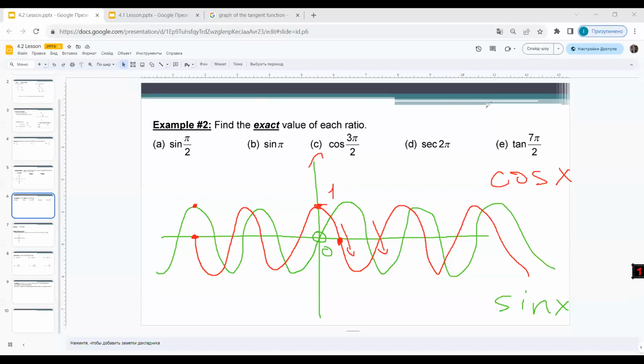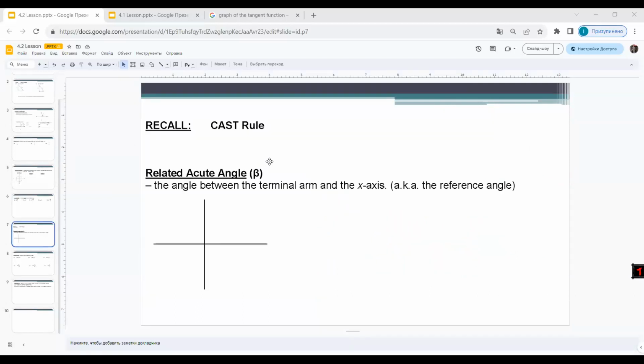Basically, if you take a look at the unit circle, so here's our unit circle. If you look at it, you've got to remember the CAST rule. And we're going to talk about it. I believe you've already looked into it in the previous courses, but let me remind it to you.